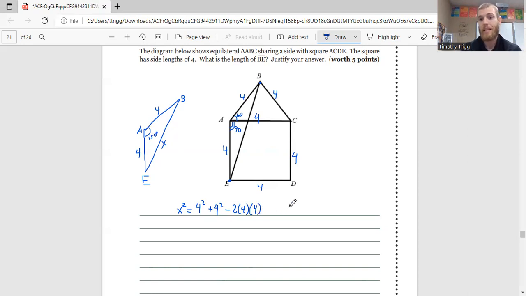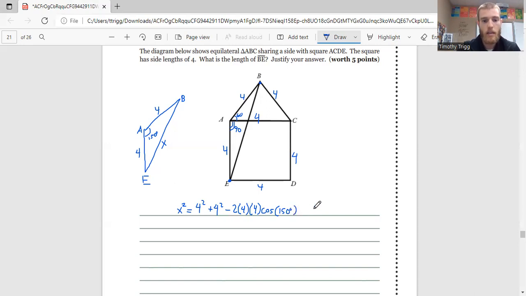Ideally, you've done the rest of the packet up to this point, and you're hopefully familiar with the law of cosines and the law of sines before doing this activity. If not, then go ahead and watch my other video that goes over the whole workbook. All right, and then times cosine of 150 degrees.